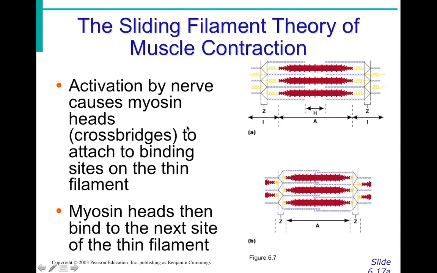you can't stop it. So, when you activate the nerve, it causes these myosin heads to attach to the thin filaments. These little balloon guys I told you about are going to reach up and grab actin. The myosin heads are then going to attach to the next site on the thin filament. What they're going to do is they're going to pull this thin filament this way, and they're going to pull this thin filament this way, just by grabbing on with these myosin heads. I'm going to show you that in a video here in just a second.